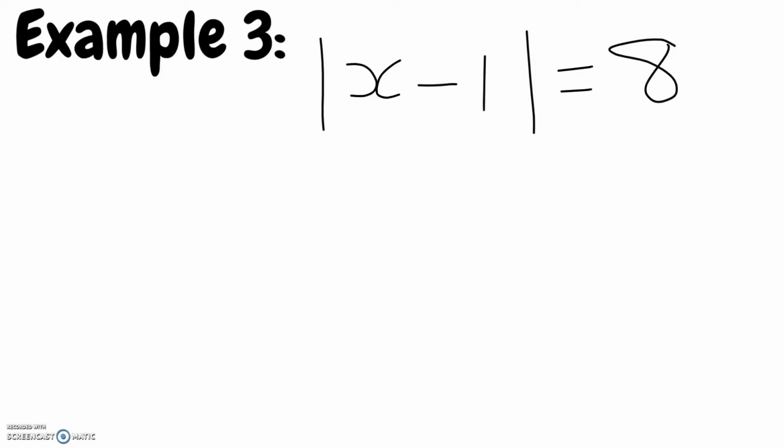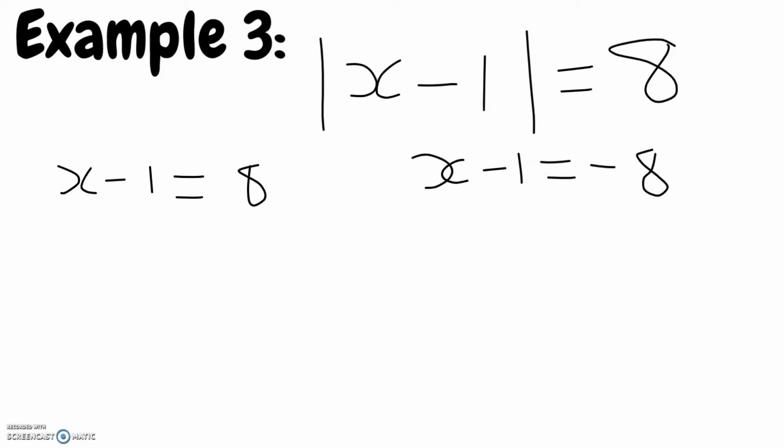So what I'm going to do is I'm going to write out both scenarios, and then I'm going to solve for both variables in each scenario. So I'm going to write x minus 1 is equal to 8, and then I'm going to write x minus 1 is equal to negative 8.